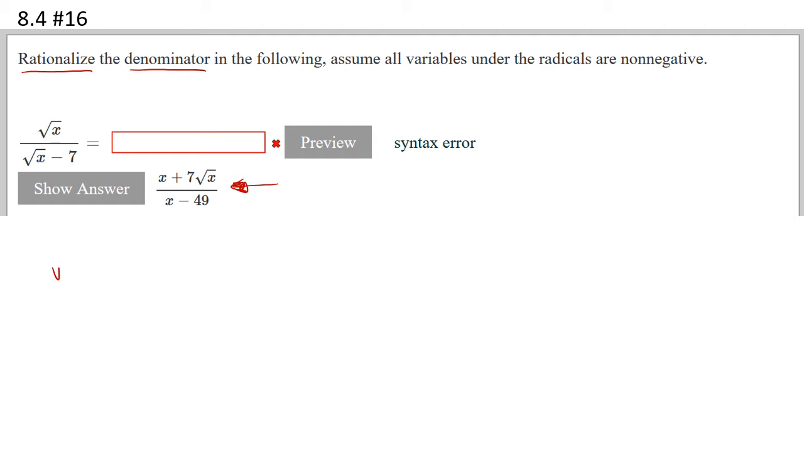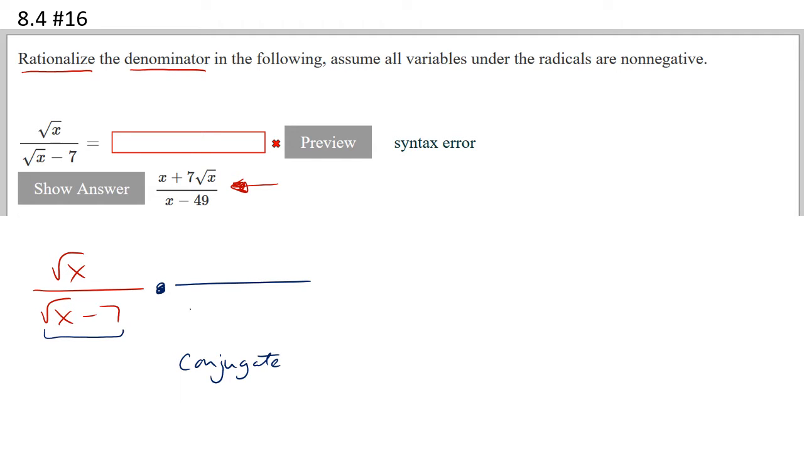But let me rewrite the problem here. It's square root of x over square root of x minus 7. So what we do here is we are going to multiply by the conjugate. There's a spelling for it here. And the conjugate is the same exact thing that's on the bottom, except the sign in the middle has been changed. It's that right there. And whenever we multiply on top and bottom, we got to multiply by the same number. So that's where we're at right here.